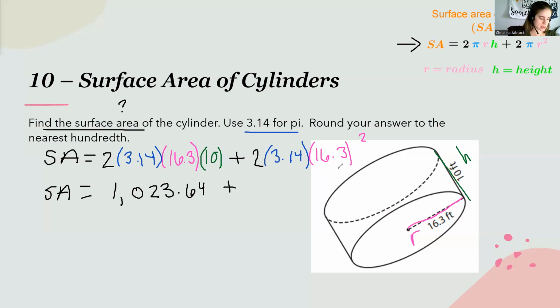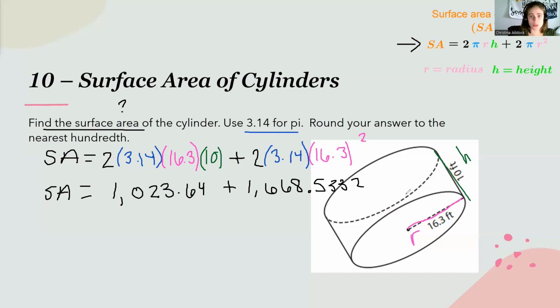So we're going to take 16.3 and we're going to square that. And then that answer, which is 265.69, is multiplied by 3.14 and multiplied by 2. And that gives us 1,668.5332. And I'm going to wait until the very end to round my answer.